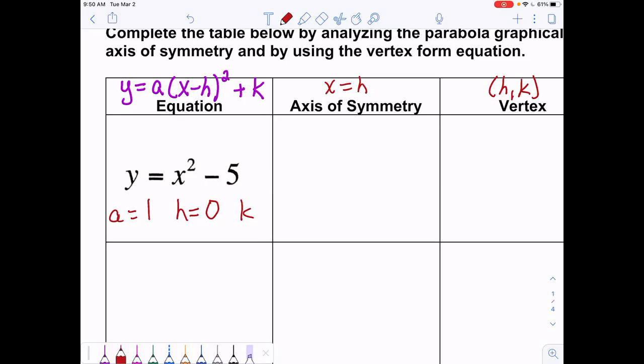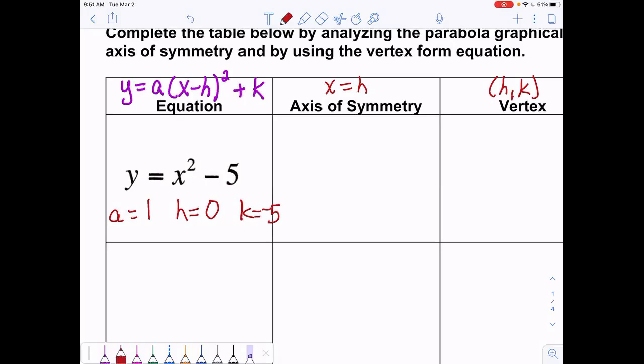So Peyton, what do you think that -5 is then? K. Process of elimination says that -5 is K. So no parentheses means no h. That's 0. That number -5 is the K. It's that little number that's outside of the parentheses that aren't there this time.